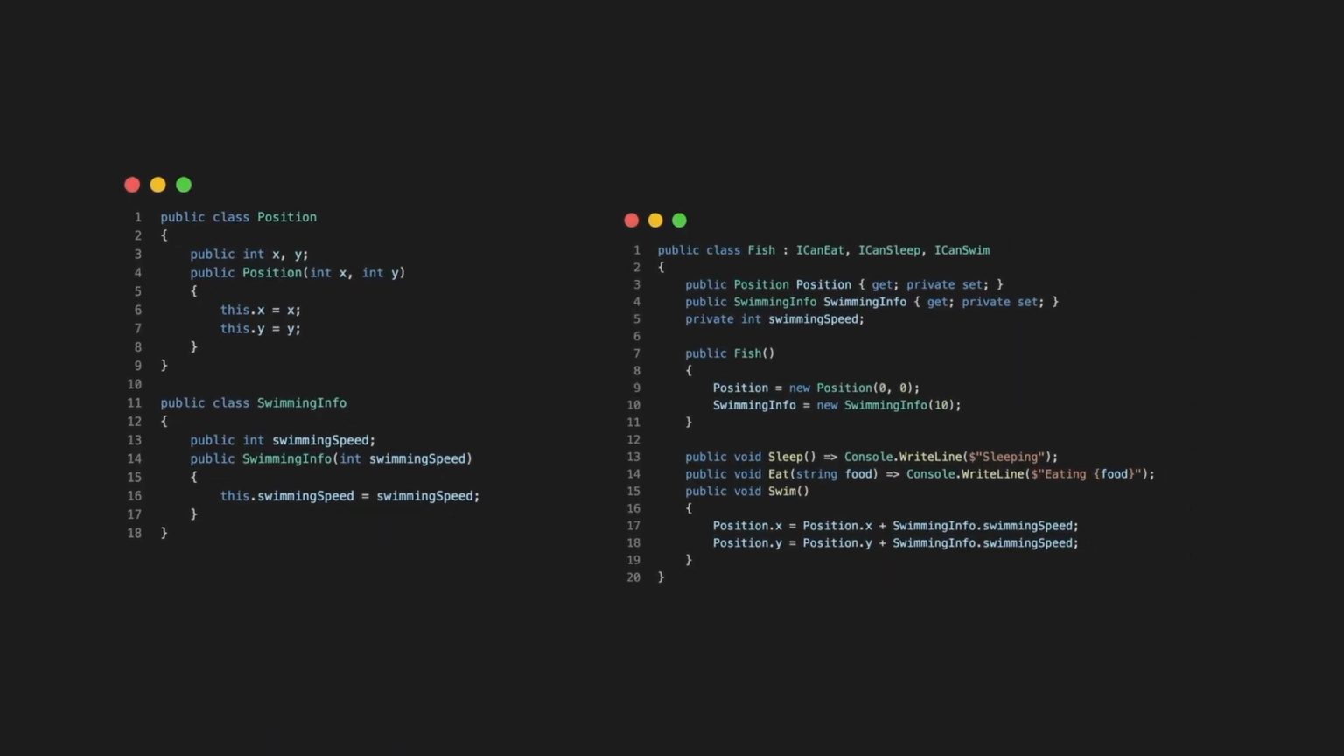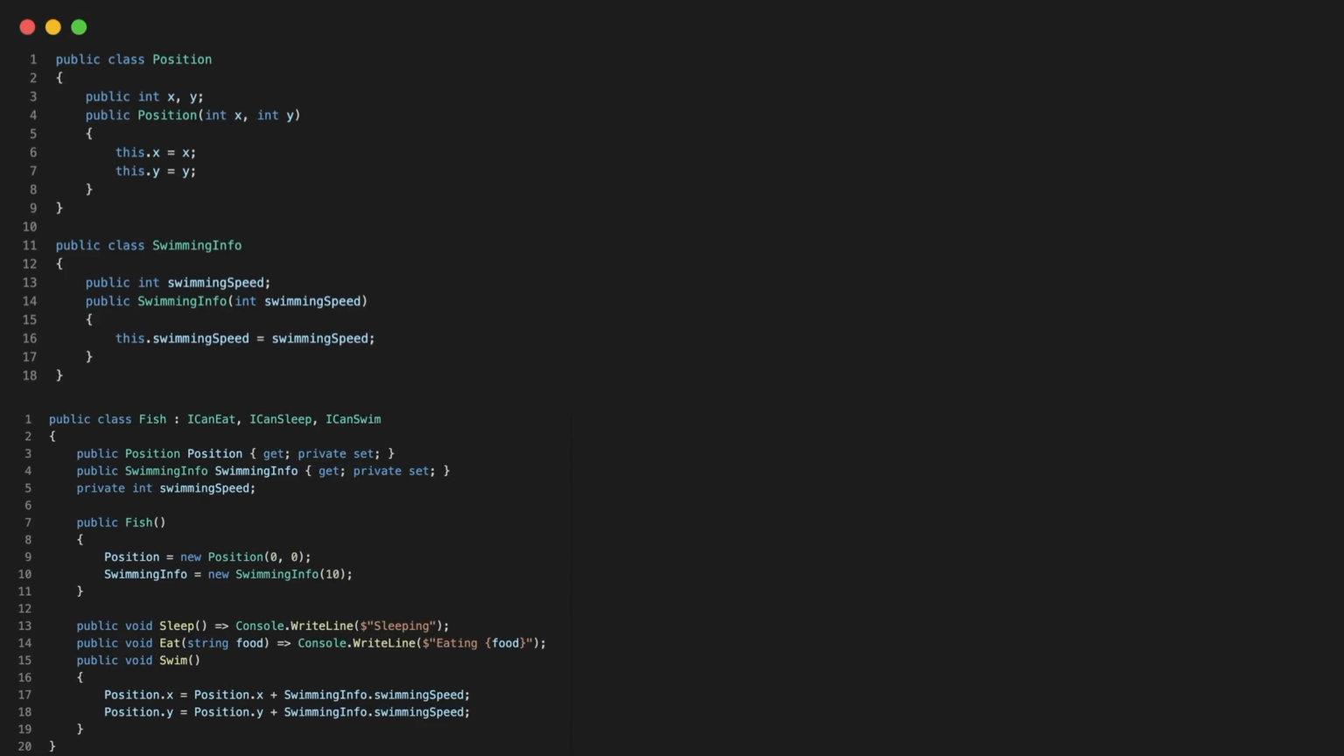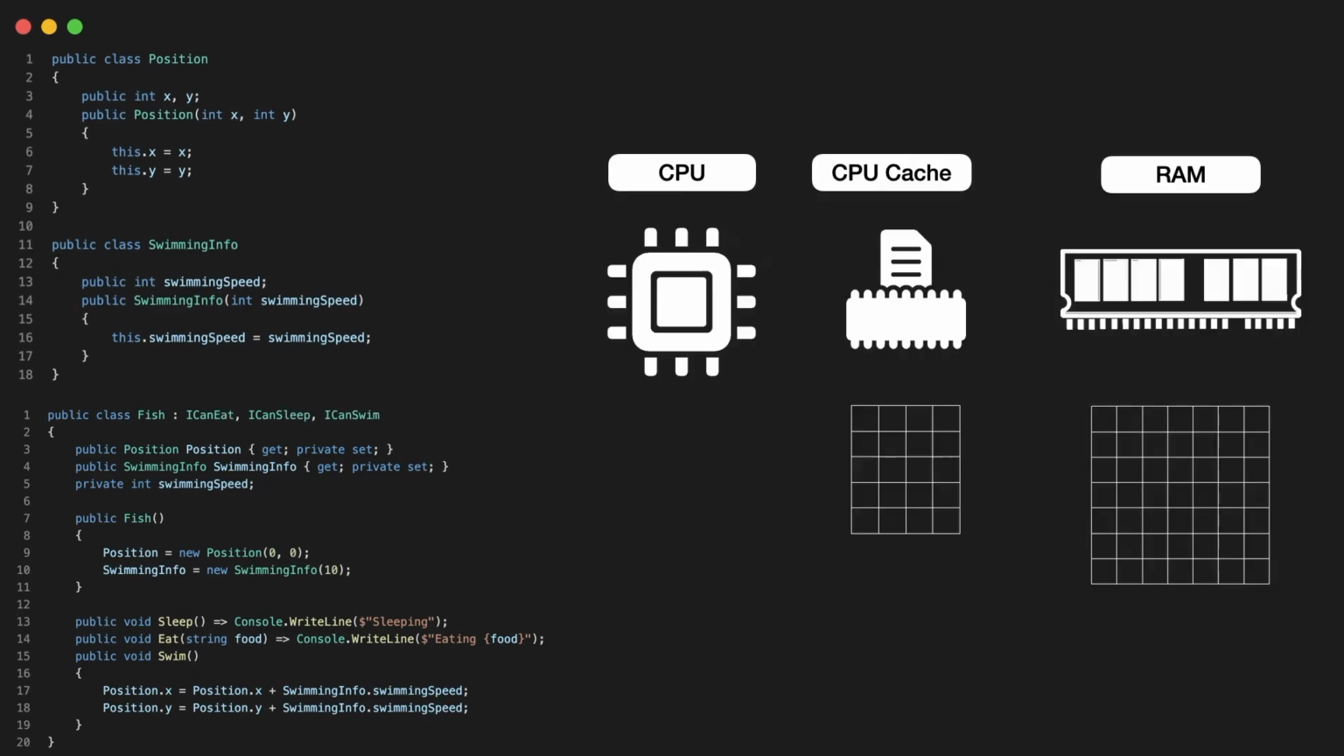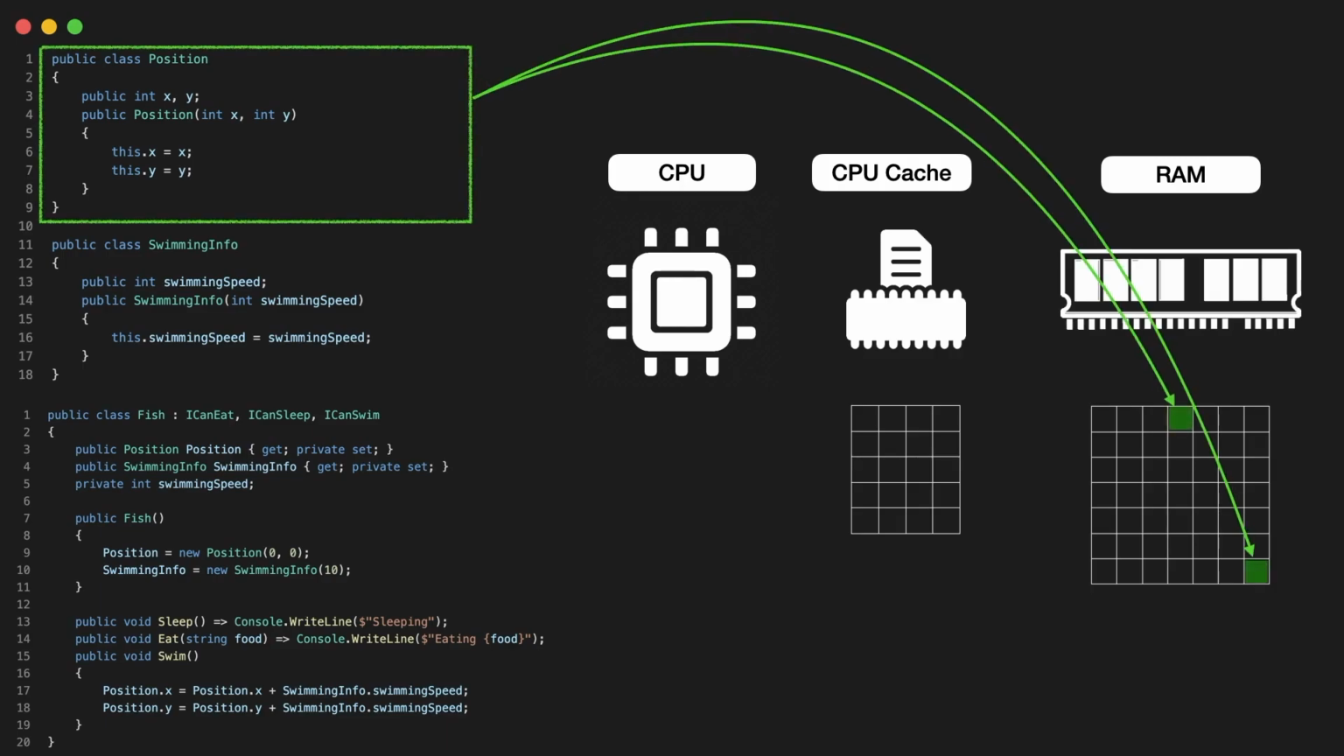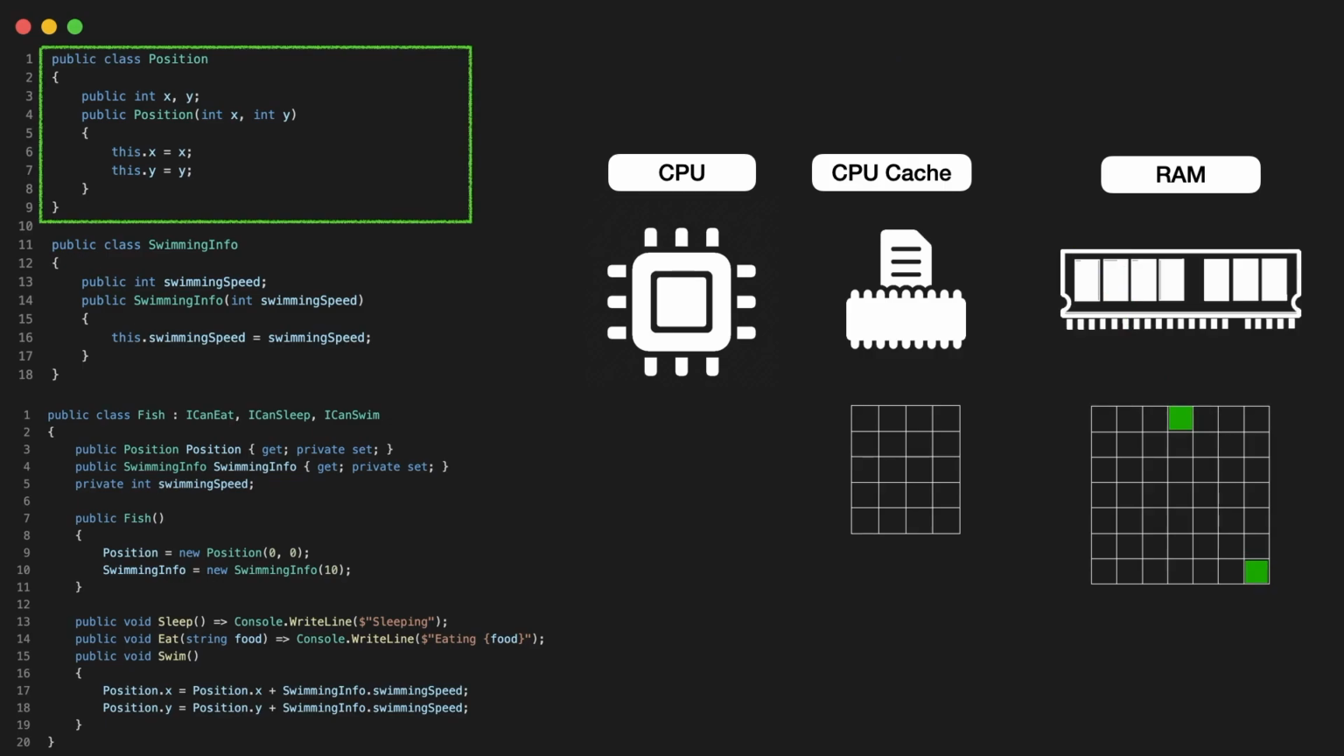Armed with this knowledge, it's time to look at the code from a new perspective. For demonstration purposes, I'll be using swimming info of the fish to update its position. In this, we will observe what happens when we call swim on two different instances of fish. Their position data will be instantiated in memory at two different locations. This is because classes are reference types and they are stored in memory at a random location.